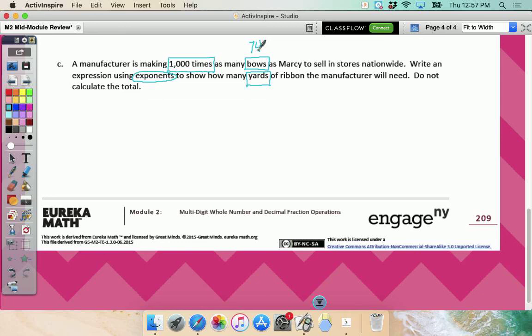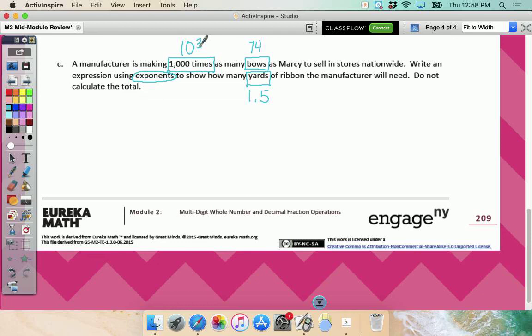How many yards of ribbon did one bow take? 1.5. Good. Remember what an exponent is? It's that little bitty number beside the 10. The powers of 10 written in exponential form. So 1,000 is 10 to the third power.